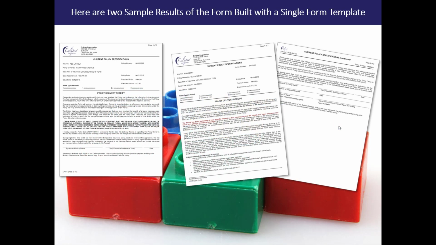So here on the left, we have a one-page delivery receipt with only one policyholder signature area, and on the right, we have a two-page delivery receipt with all three signature areas. The body content and table area vary as well.